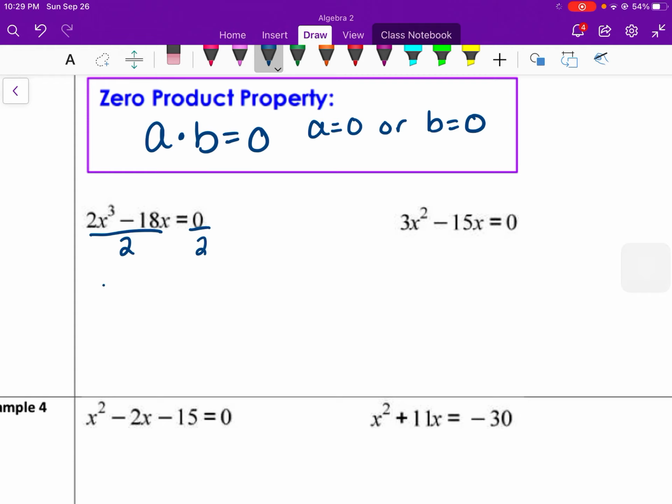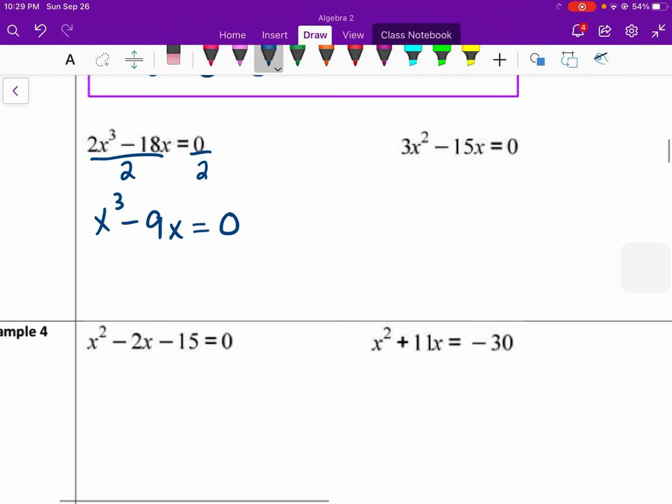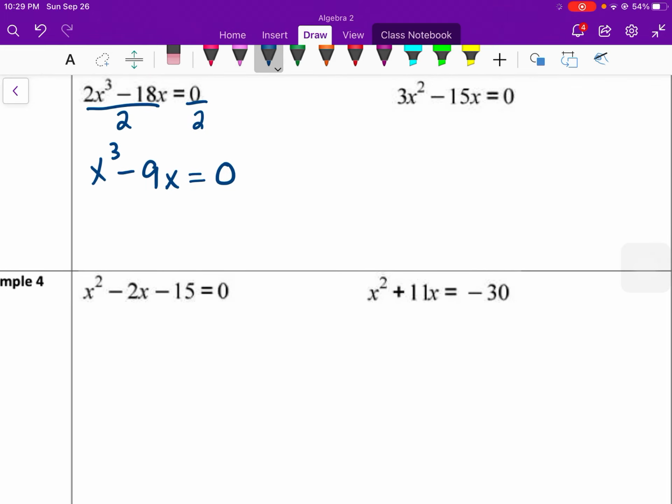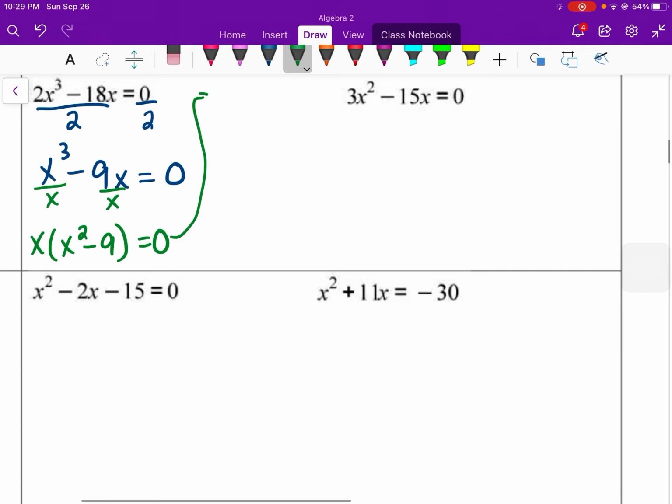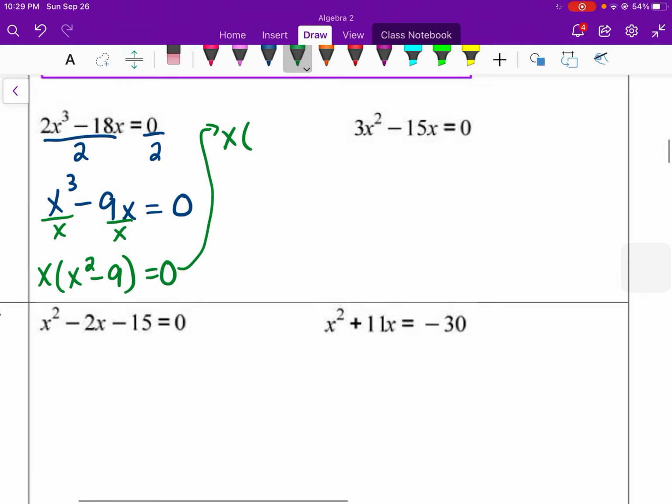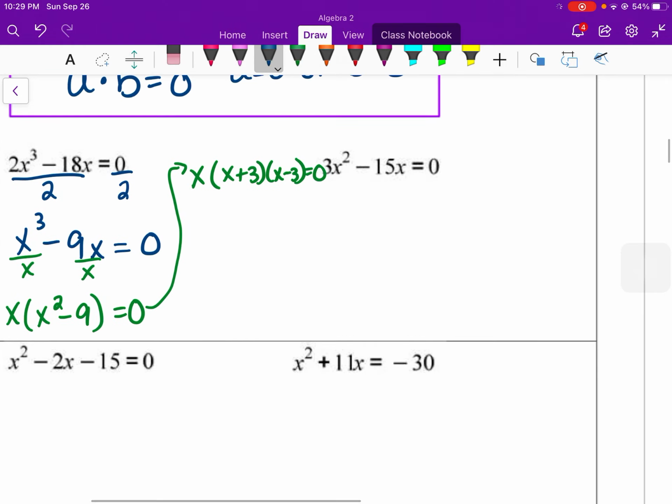Well, right away I notice that I can divide all of this by 2 and get rid of that 2. So I got x cubed minus 9x equals 0. Then taking out a greatest common factor, I can divide this one by an x, and I can divide this one by an x. So I'm going to take that x out front, and that leaves me with an x squared minus 9. Then I can keep factoring that. I have an x out front, and I know that x squared minus 9 is a difference of perfect squares because 9 is a perfect square. So it would be x plus 3 and x minus 3 equals 0.